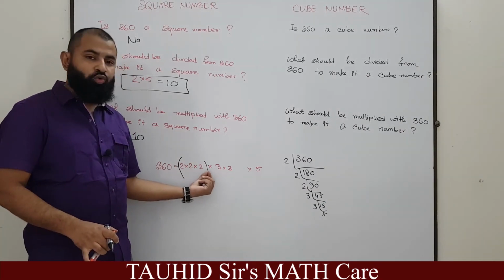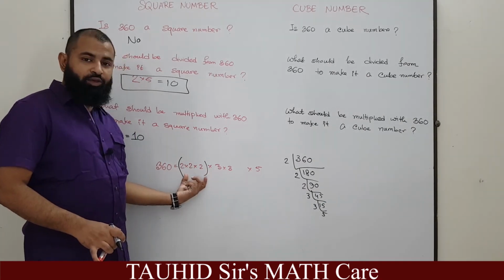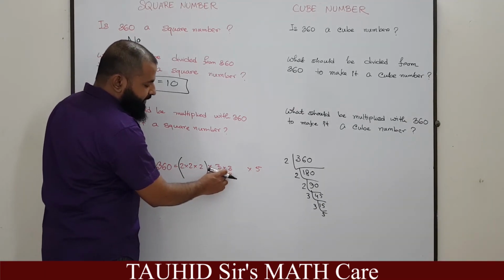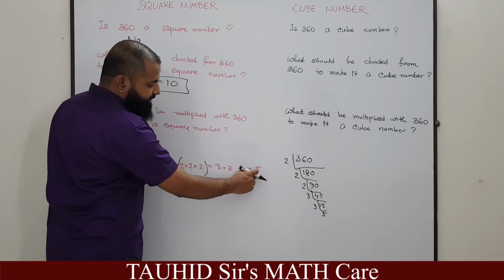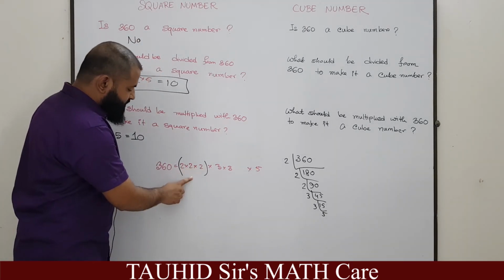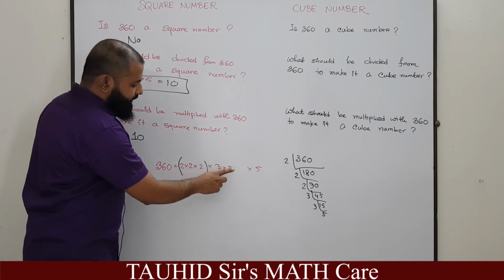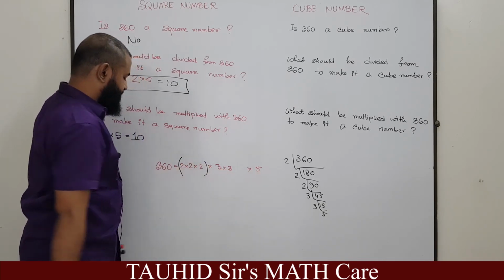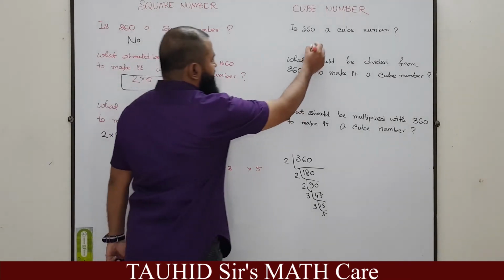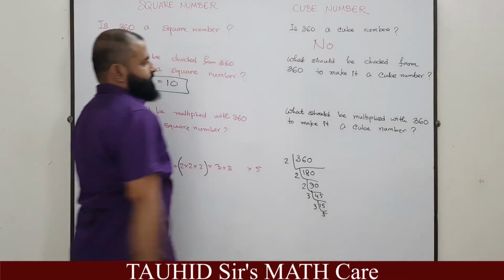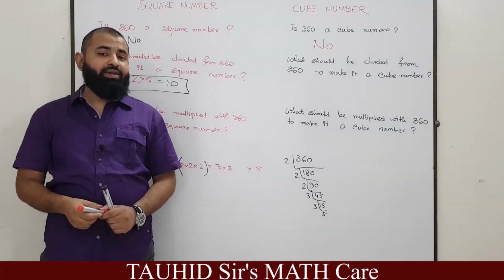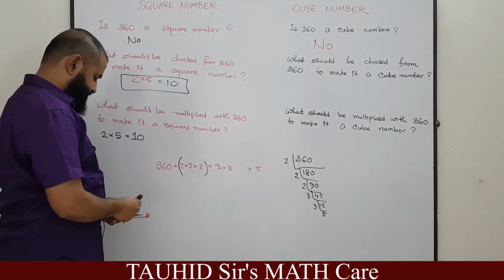2 into 2 into 2. This is a cube product. These 3's don't make a cube. This 5 does not make a cube. So only this portion is a cube, neither this nor this. So we must say 360 is not a cube number. No.